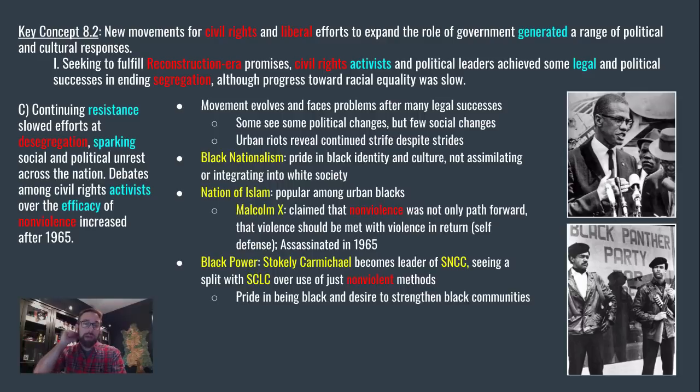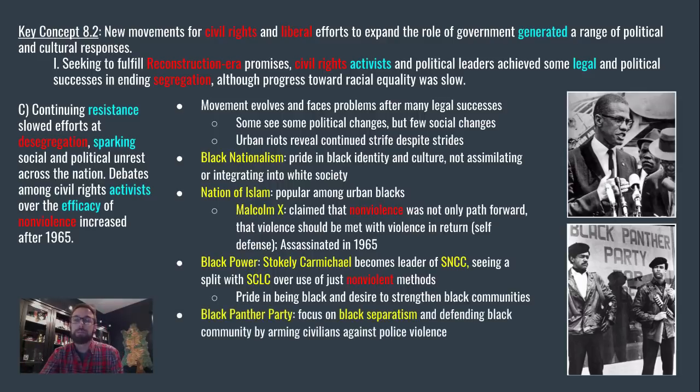Now, one of the more radical groups that developed later on was the Black Panther Party. Okay, they were kind of black nationalists that focused on black separatism. They thought that it was impossible for them to work within the white communities, so they said, we're already segregated, why don't we just use our people to police and defend our own people, because they did not trust the police.